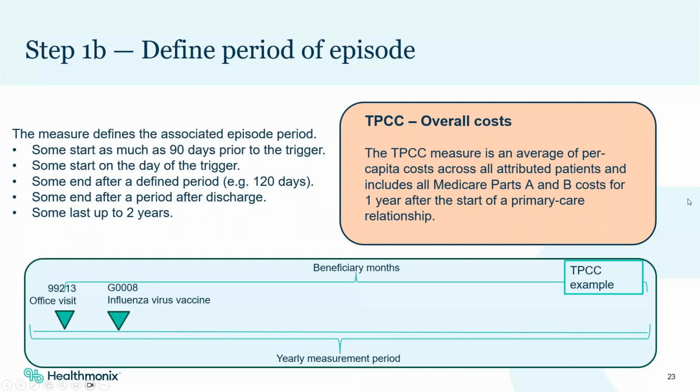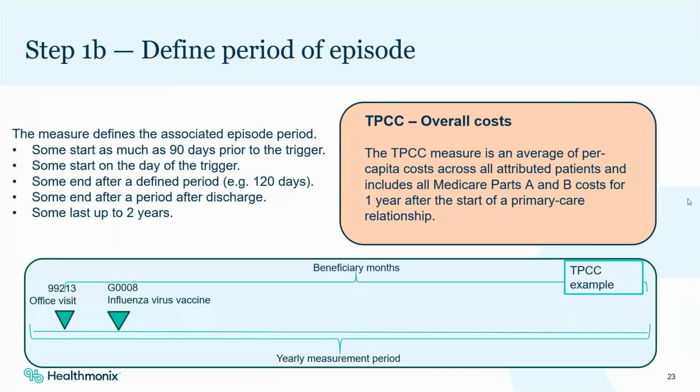So once the episode is triggered, we define the period of the episode. In the case of TPCC, as Daniel said, it's basically a year long. So it starts from whenever that initial encounter happened, and it goes for a year. Now, in this case, let's say that initial office visit happened at the end of January, and the virus vaccine happened also in January or February. That episode is going to run through the end of January of the following year. And CMS chunks out all of that data into what they call beneficiary months, which are 4-week windows.